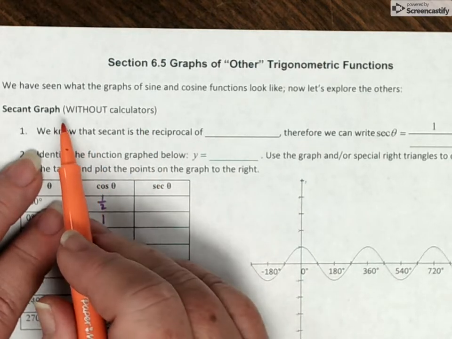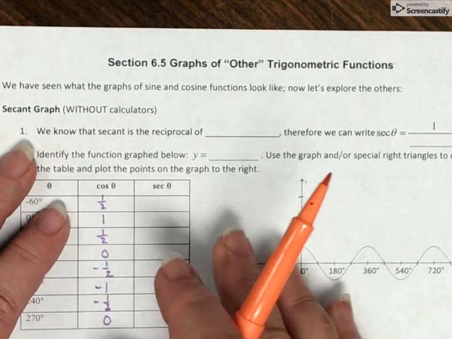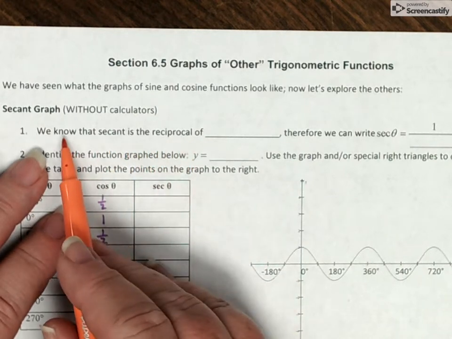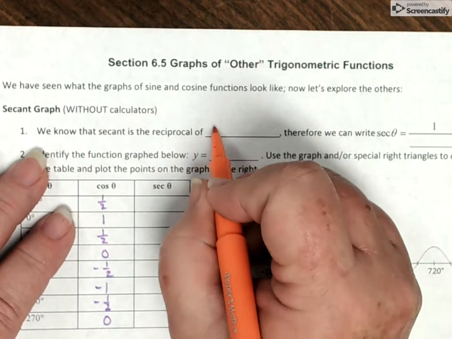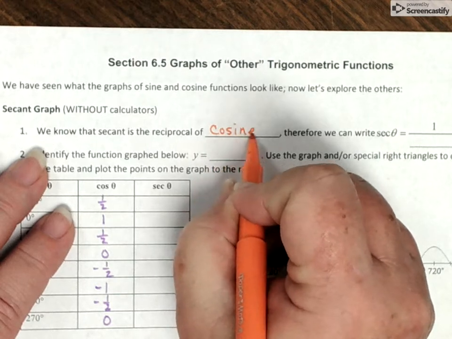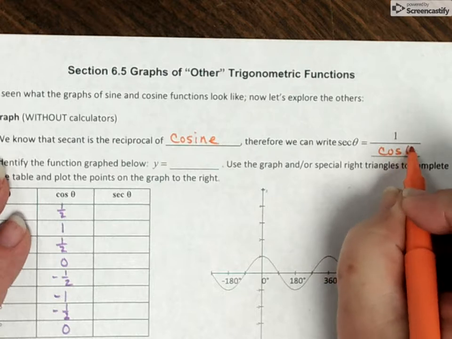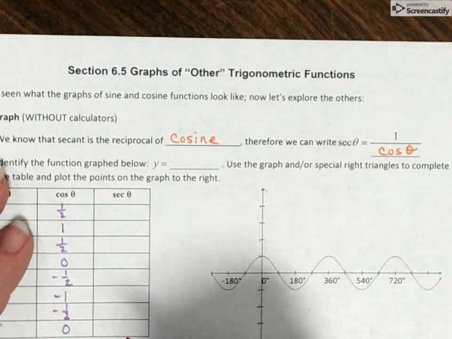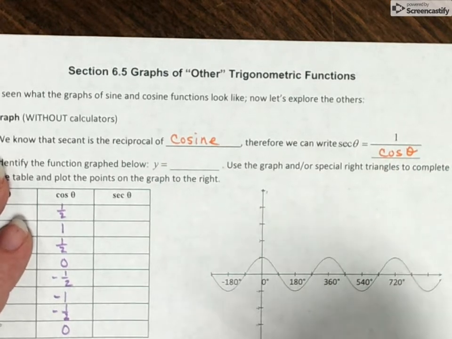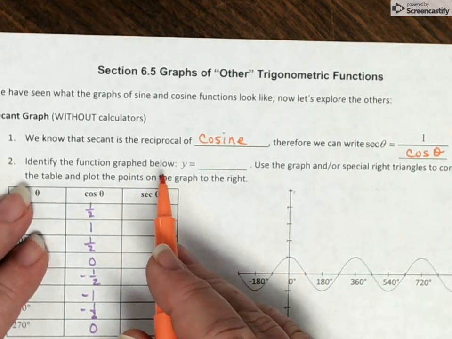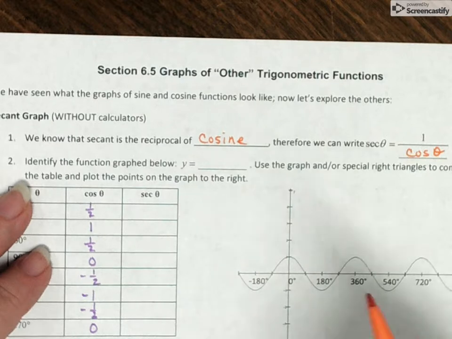So when we look at the secant graph, and I say, what is the secant the reciprocal of? You know that secant is the reciprocal of cosine. That means that secant is 1 over cosine of theta. It's a reciprocal. We're going to be flipping something. So identify the function below, which is starting at a high point, going to a middle, low, middle, high.